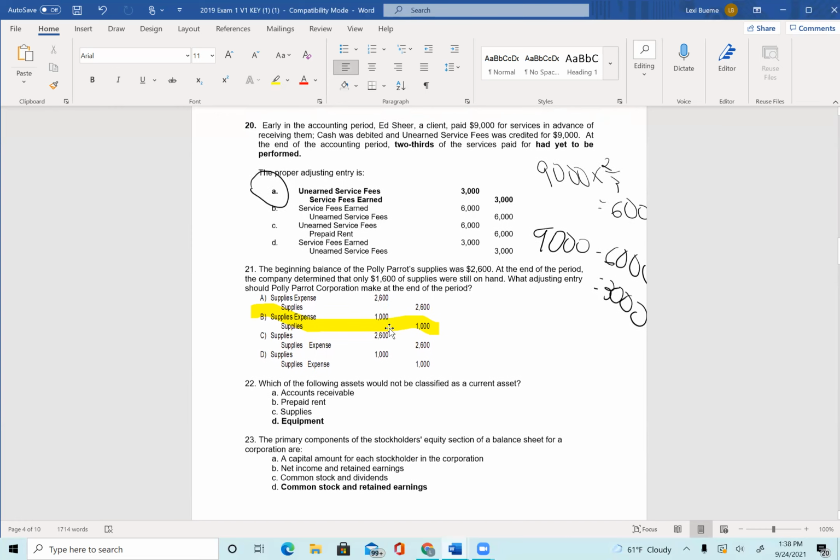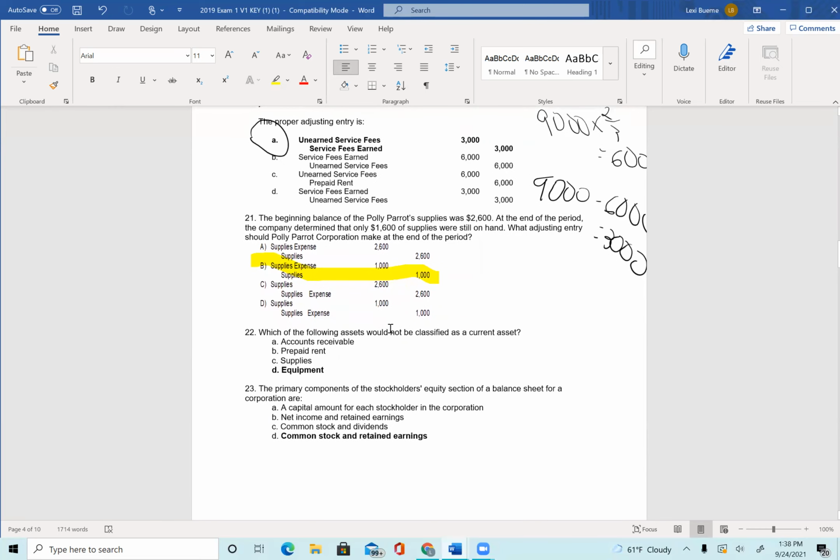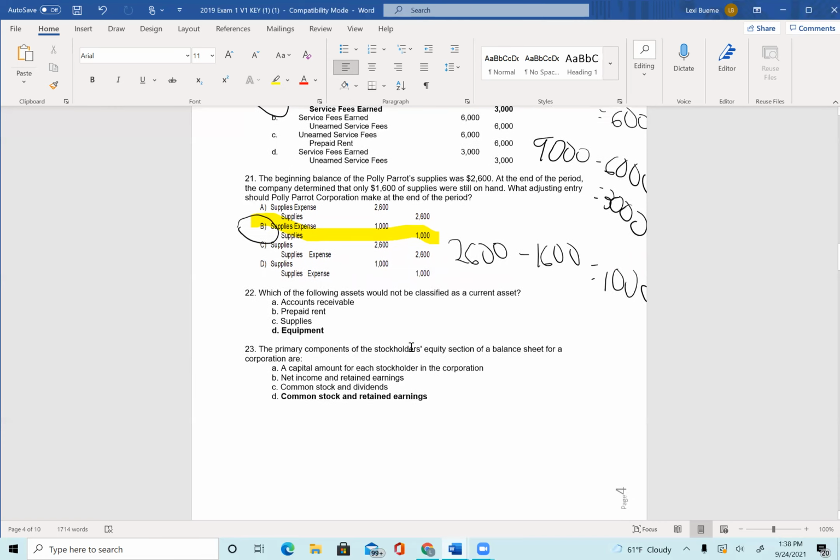The beginning balance of supplies was 2,600. At the end of the period, the company determined only 1,600 were still on hand. So we're just going to subtract 2,600 minus 1,600, and that's going to give us 1,000. And the adjusting journal entry is essentially just flipping it. So that's why we're going to debit the expense and credit the supplies.